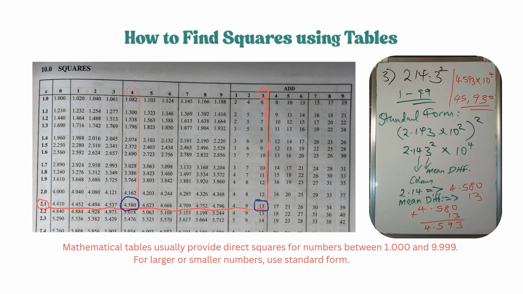So we just change to standard form and find the squares from the mathematical tables. Then we multiply by the power of 10 to find the answer.